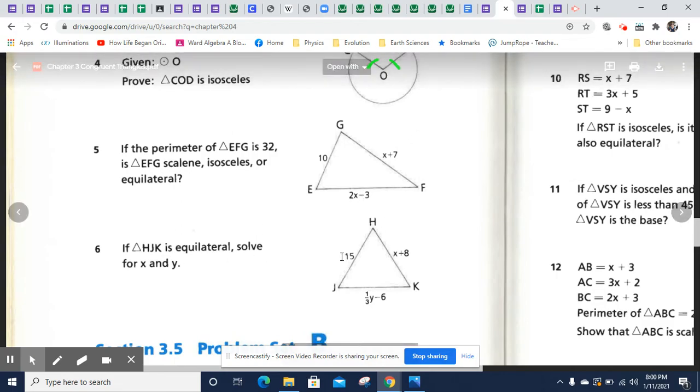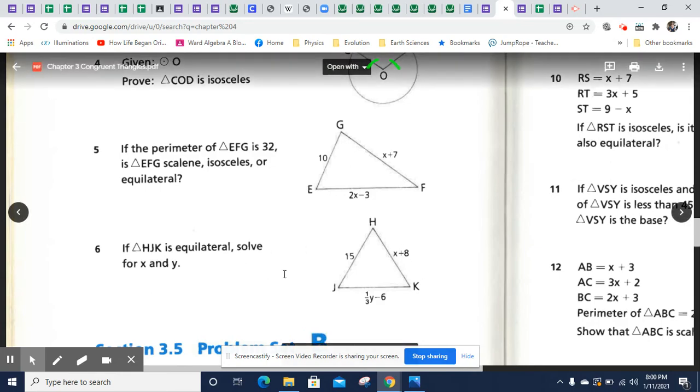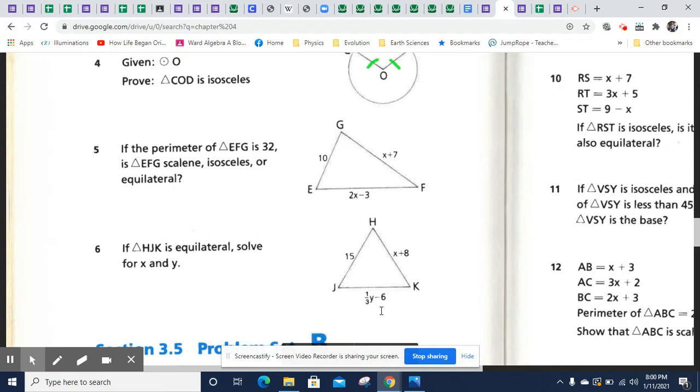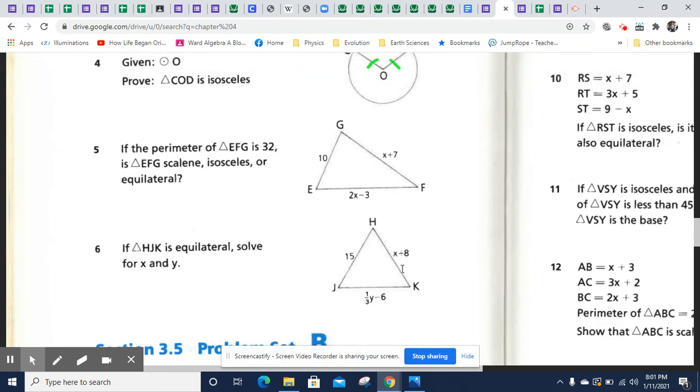If HJK is equilateral, solve x and y. So that tells us that these are equal, these would be equal, and these would be equal. So that gives us, well, if these 2 are equal, we can solve for y. If these 2 are equal, we can solve for x. So x plus, I believe that is a plus. Yes, that is a plus. X plus 8 equals 15, so x is 7.